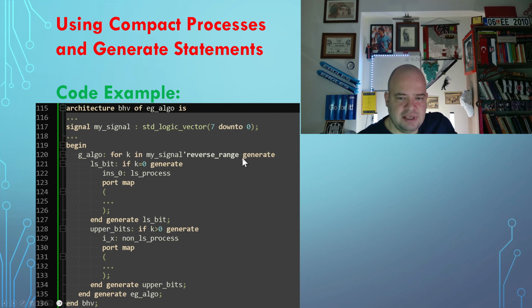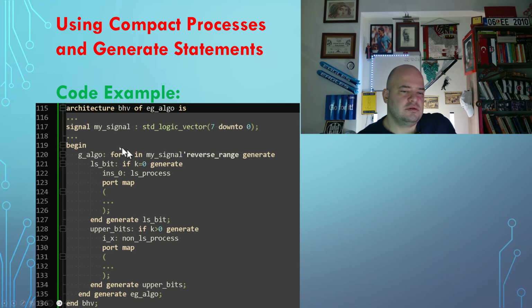As an example, we have a for generate and 2 if generate statements inside that for generate. That G_algorithm is the label of the generate statement. So for k in my_signal'reverse_range. This means this for loop will start from 0 and go to 7. So my_signal'reverse_range is equivalent to 0 to 7.